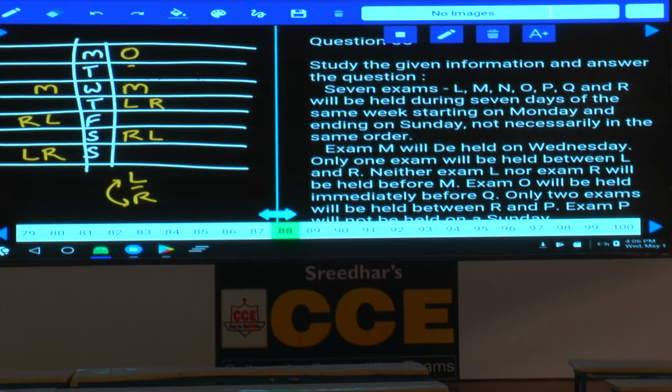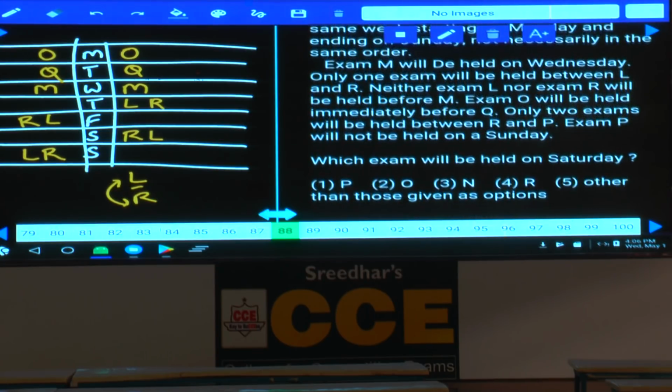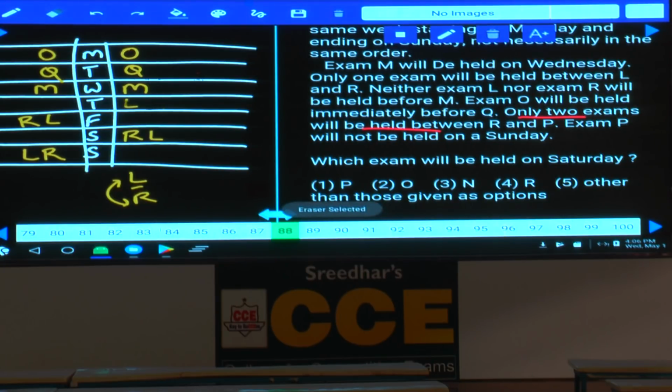Hence in both the cases, O is immediately before Q, Monday and Tuesday respectively. And the next information is only 2 exams will be held between R and P. As between R and P there must be exactly 2. Hence here, where should this R be? R must be on Thursday.